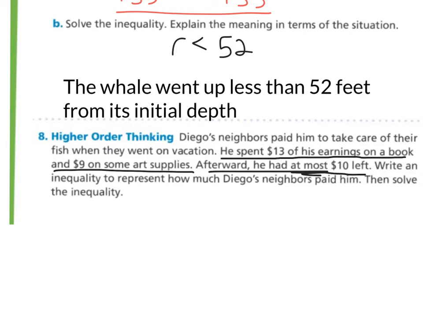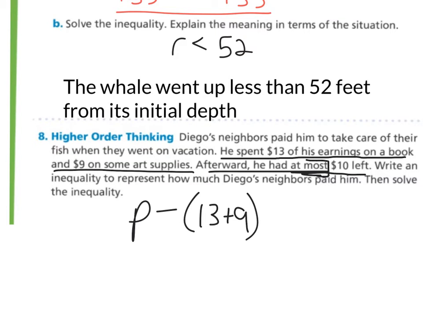So he got paid some amount. If you want to do P for how much he got paid. He spent $13 and he spent $9. So he got paid and then he spent some money. So if you wanted to, you could put those in parentheses to look at how much he spent altogether.